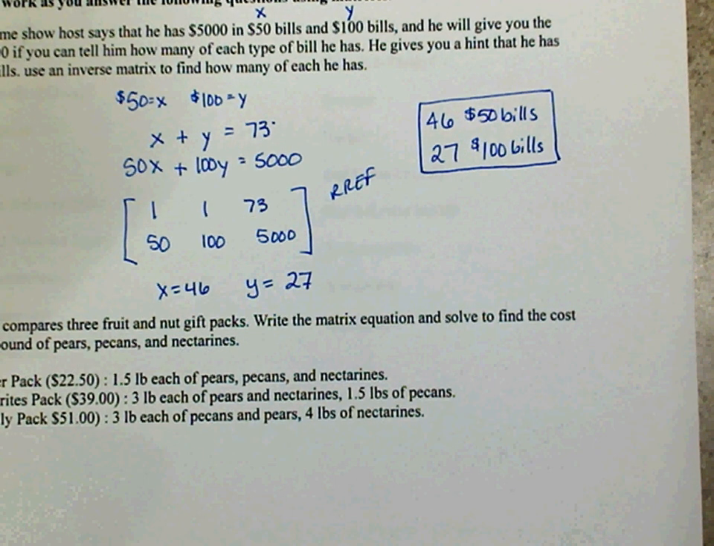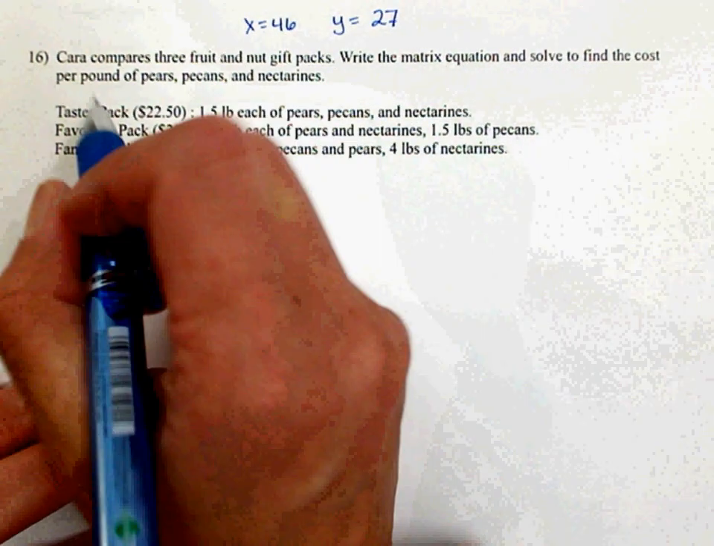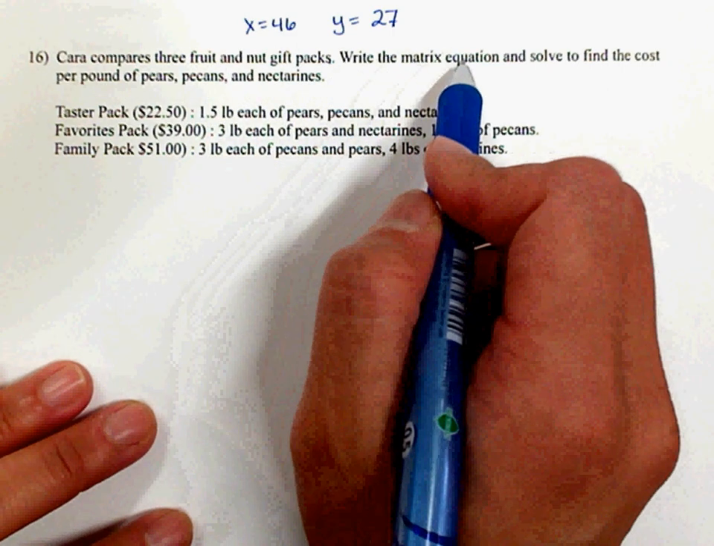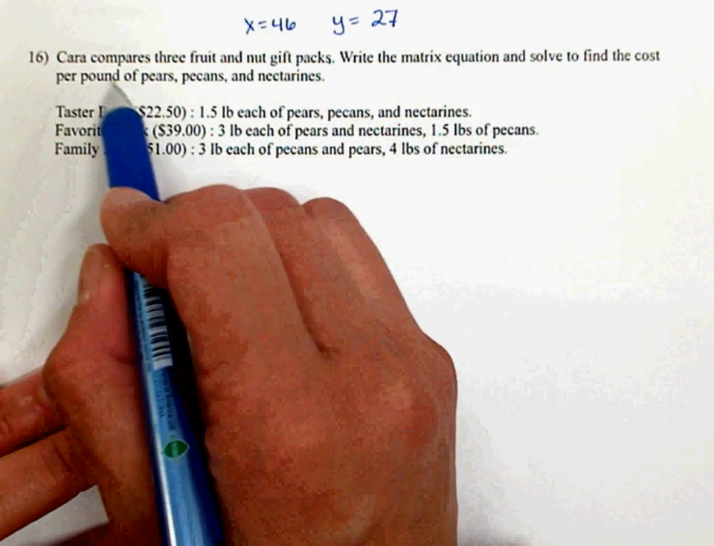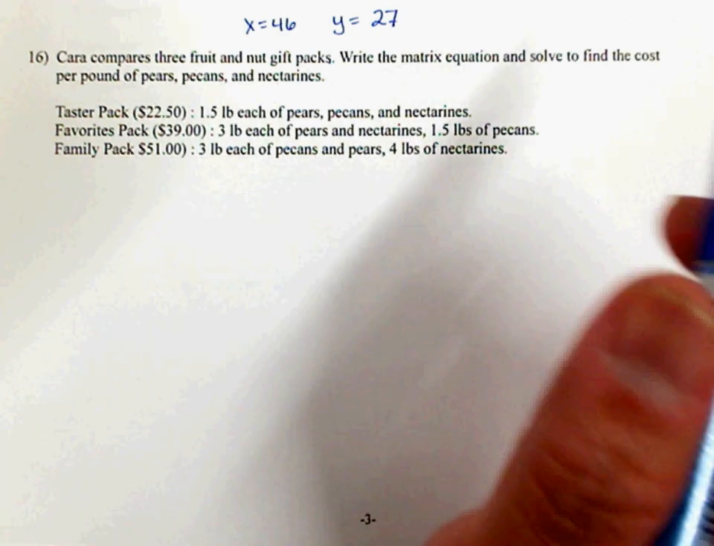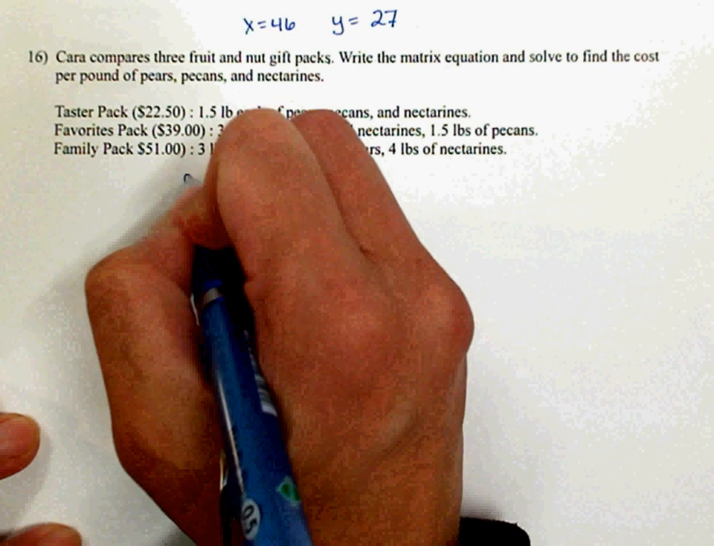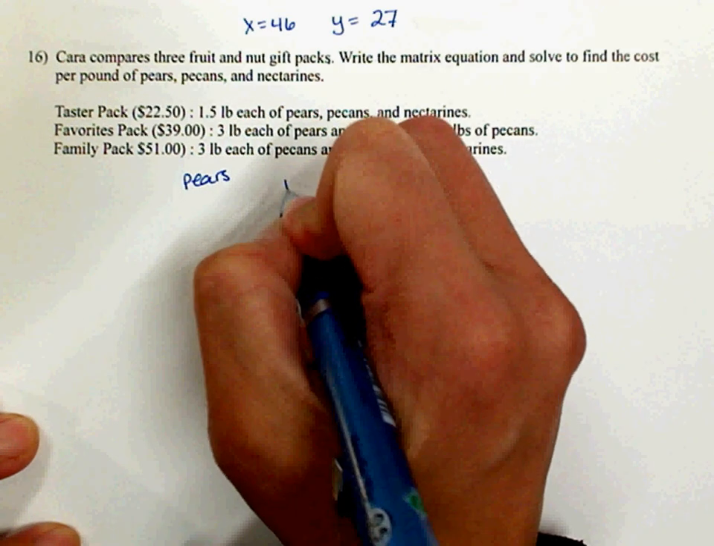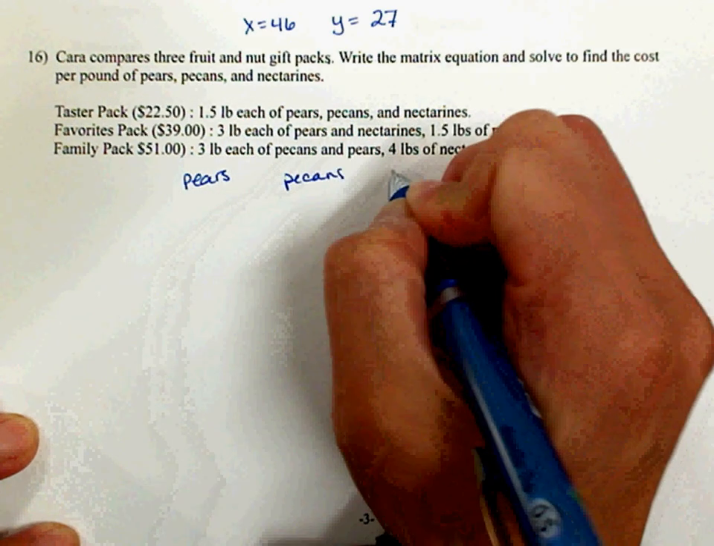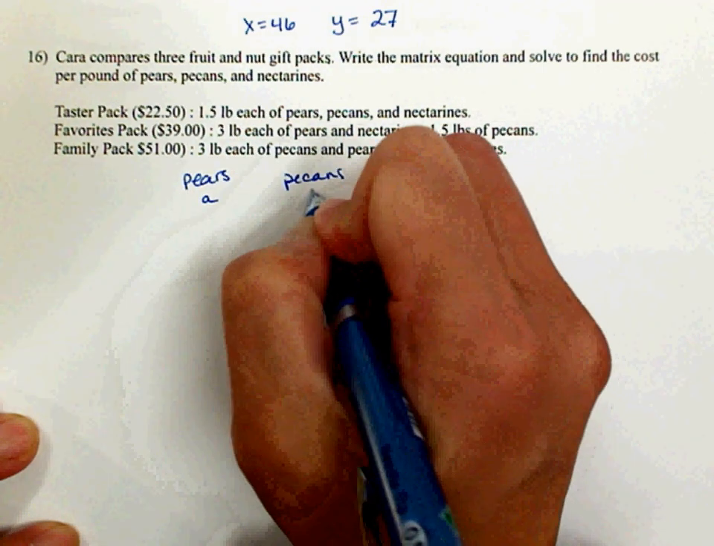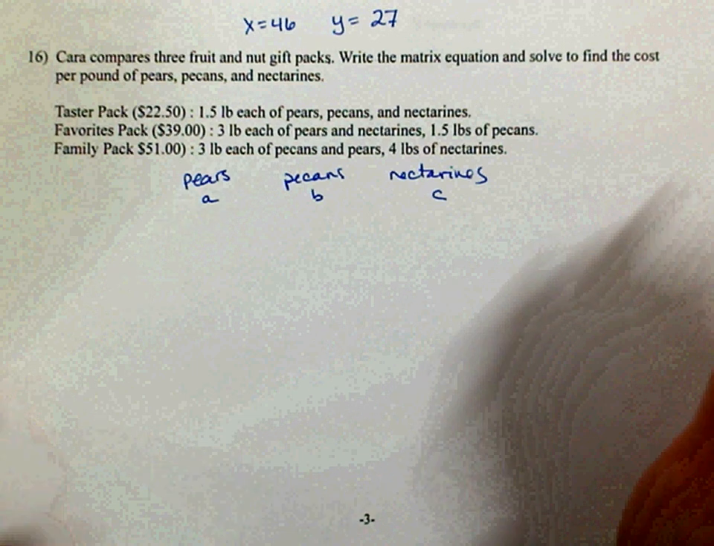All right, let's go ahead and go to number 16. Let's do another one. Okay. Kara compares 3 fruit and nut gift packs. Write the matrix equation and solve to find the cost per pound of pears, pecans, and nectarines. So she's got all these. So the 3 things she has are pears, pecans, and nectarines. I'm going to call this one A, this one B, and this one C. Okay? So I know which one is which.